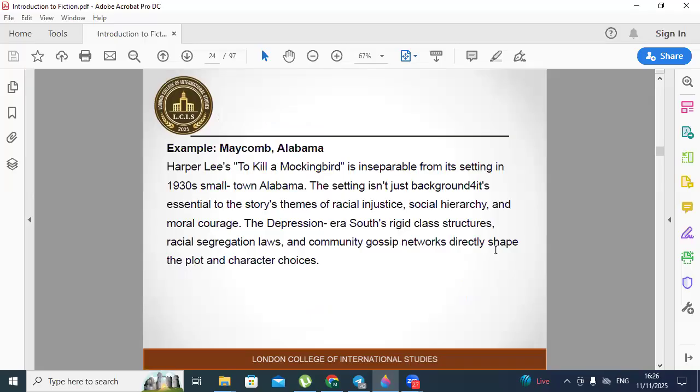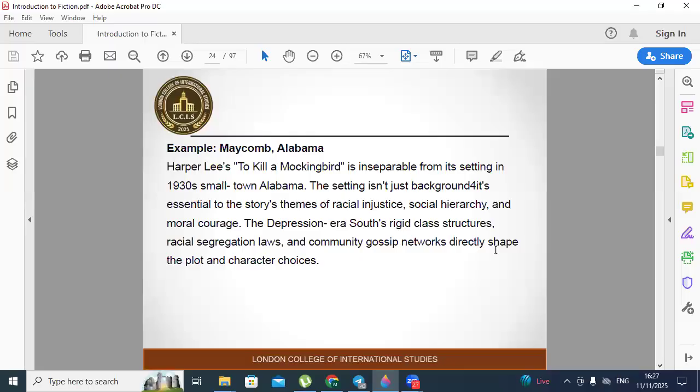Example: Maycomb, Alabama. Let's examine how Harper Lee uses setting in To Kill a Mockingbird. The novel is inseparable from its setting in 1930s small-town Alabama. The setting isn't just the background; it's essential to the story's themes of racial injustice, social hierarchy, and moral courage.